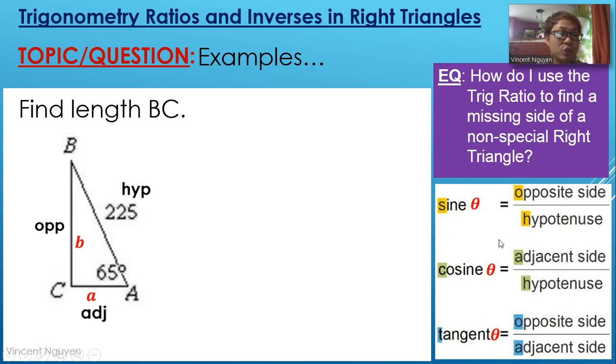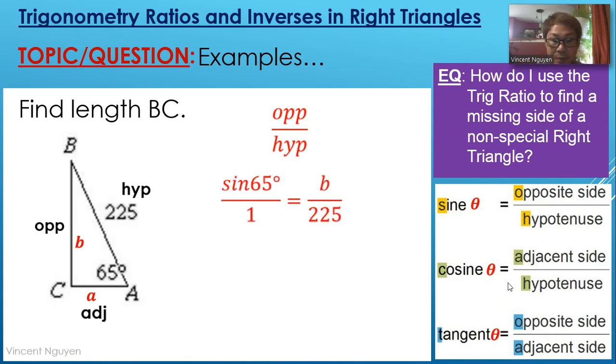So we have three different functions so that we have options. All right. So in this case, sine will work. Okay, cosine won't work because we don't care about adjacent. Tangent won't work because we don't care about adjacent. We don't have anything about adjacent, and we have the hypotenuse. So look at what you have given to you, and then you can decide which function to use. Okay, in this case, we're looking for opposite, and we're given hypotenuse. So here we go. Set up the sine function. So sine of 65 degrees over 1 equals opposite, which is b, over hypotenuse, which is 225.